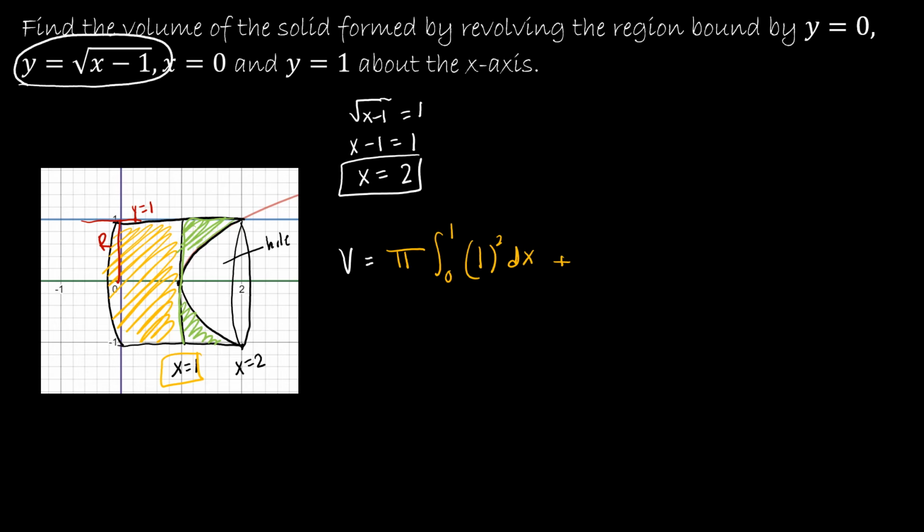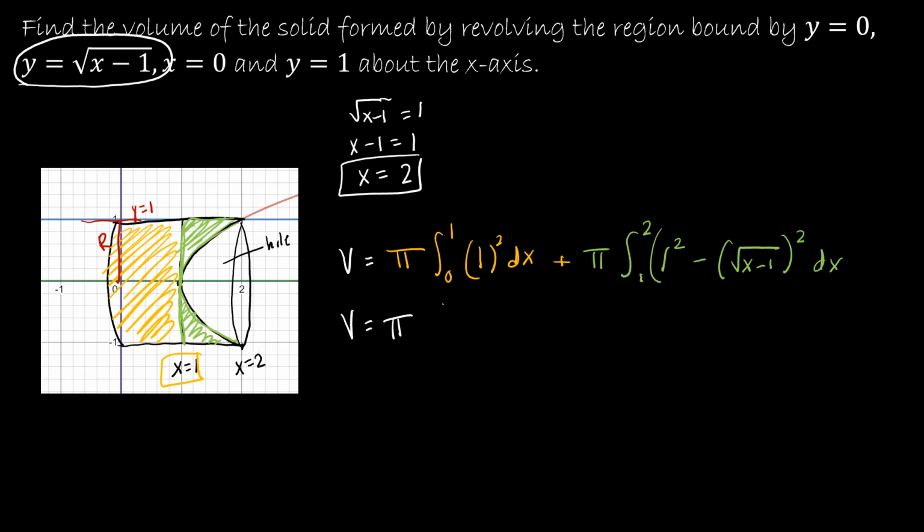I'm going to add to that this area, which of course is not a disk, it is a washer. So I have to use the washer method. So pi, and this one is from 1 to 2, and the big R would still be 1 squared. The little r would be this function that makes the part of the whole, which is radical x minus 1 squared, and then dx.